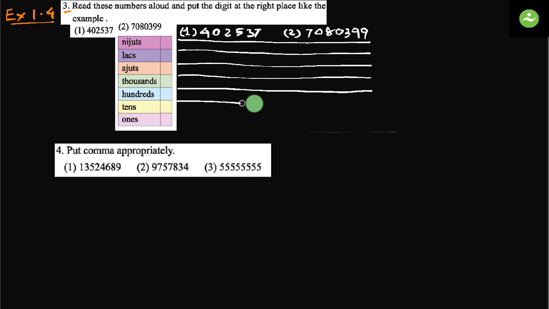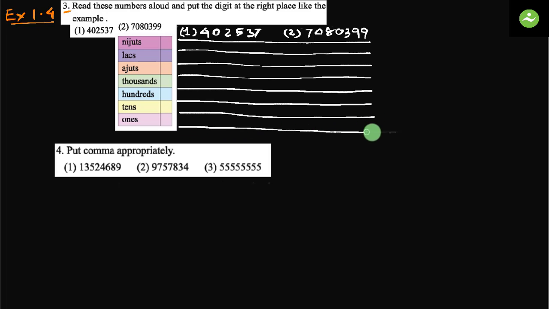This is for hundreds, this is for tens, and the first one is for ones. So we have a place for all the digits. Let us start with the first one. And we always read from the right. When we read the place names, we read from the right. This is ones, first one, ones.